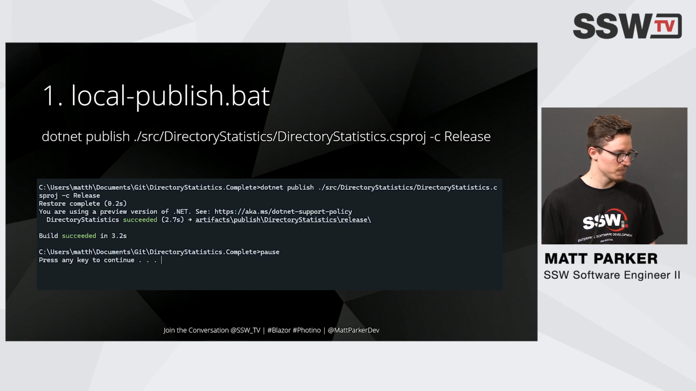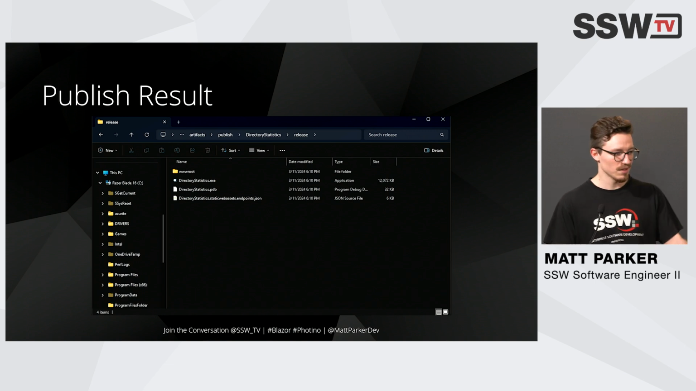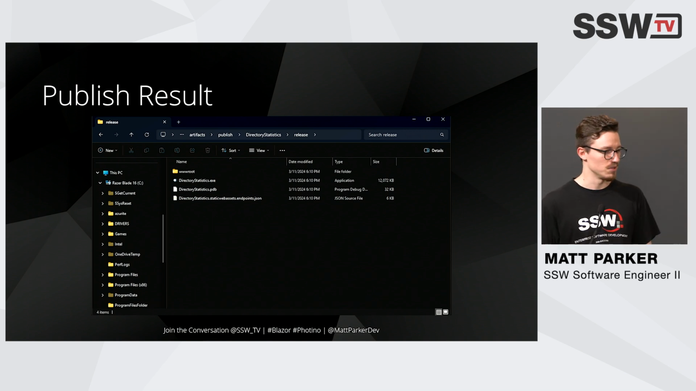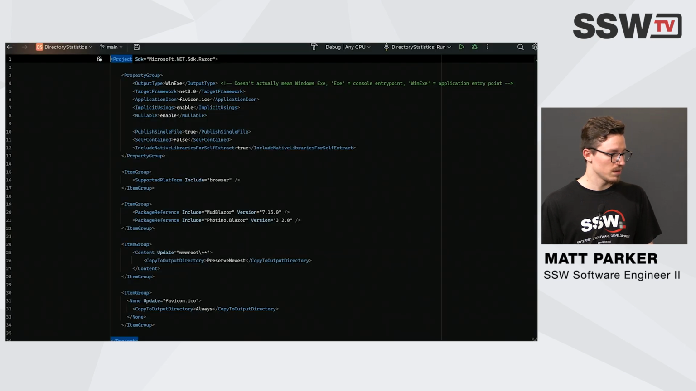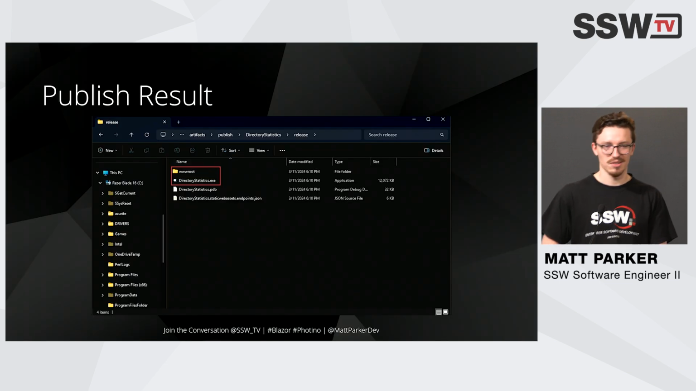And there it is running. And this is the result of that publish. So all you need here is the exe file and the wwwroot folder. So of note, typically when you publish a project, it would have all of the DLLs that are needed there just in that folder. So you'd probably have 100 items there.